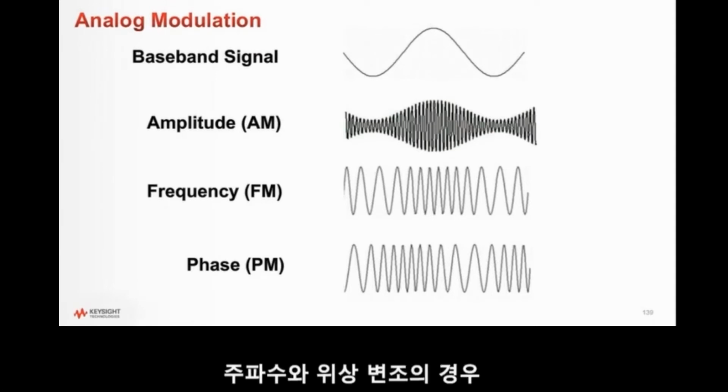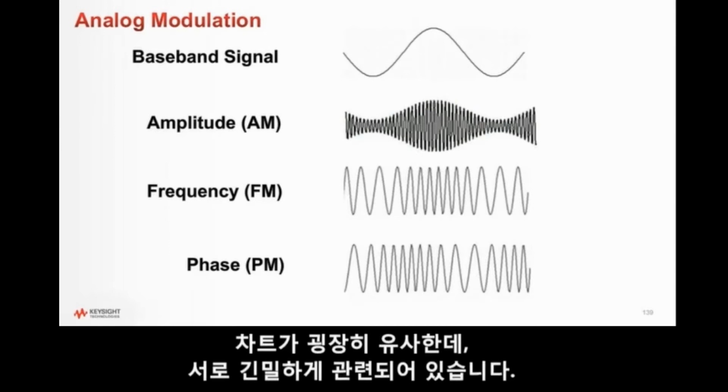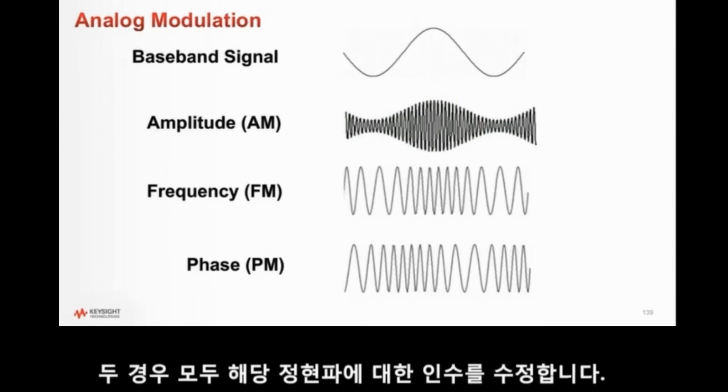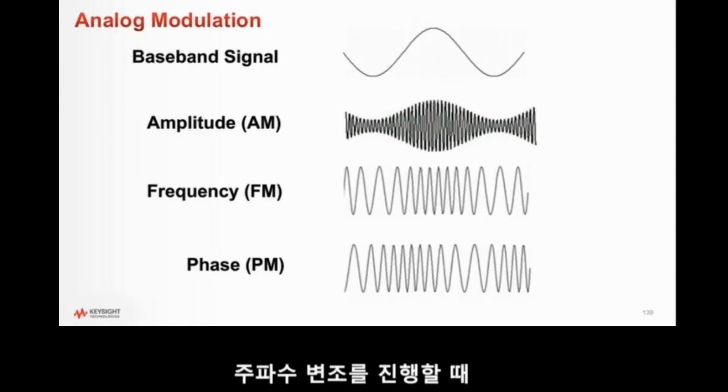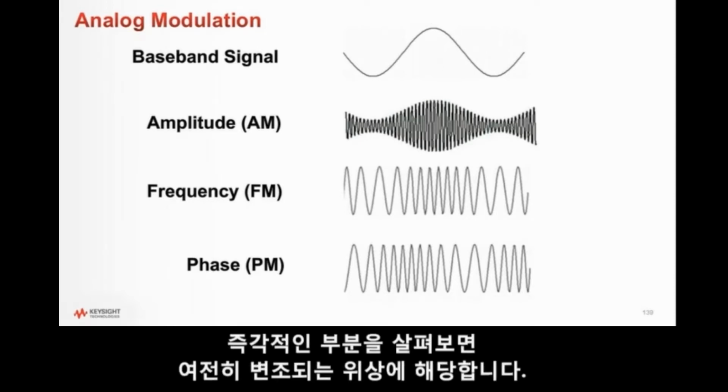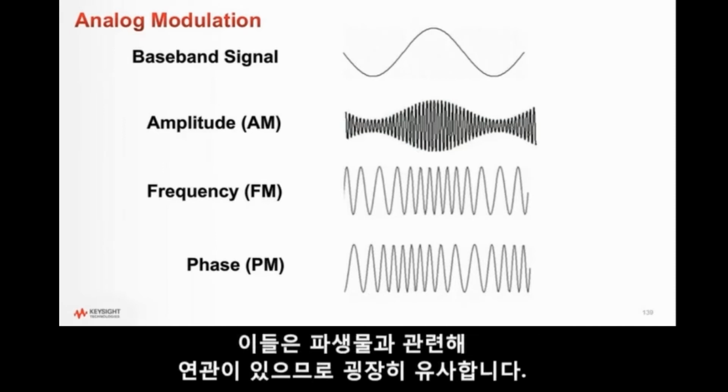With frequency and phase modulation, you'll note that the charts look very similar. They're very closely related. In both cases, we're modifying the argument to that sinusoid. The argument to the sinusoid is actually a phase value. So when we do frequency modulation, if you look at the instantaneous, it's still a phase that's being modulated. They're related by just a derivative, so they're very similar.